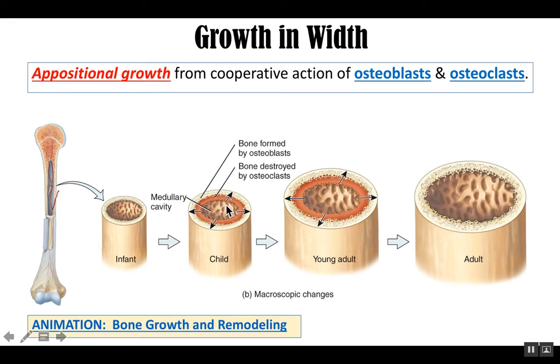So what we do is we kind of break down bone matrix on the inside, build more bone on the outer edges using the osteoblasts, and this will, over time, enlarge the cavity, as well as increase the width of that bone. I'll reference you to this animation. You should make a point to go to Canvas and watch this animation on bone growth and remodeling.